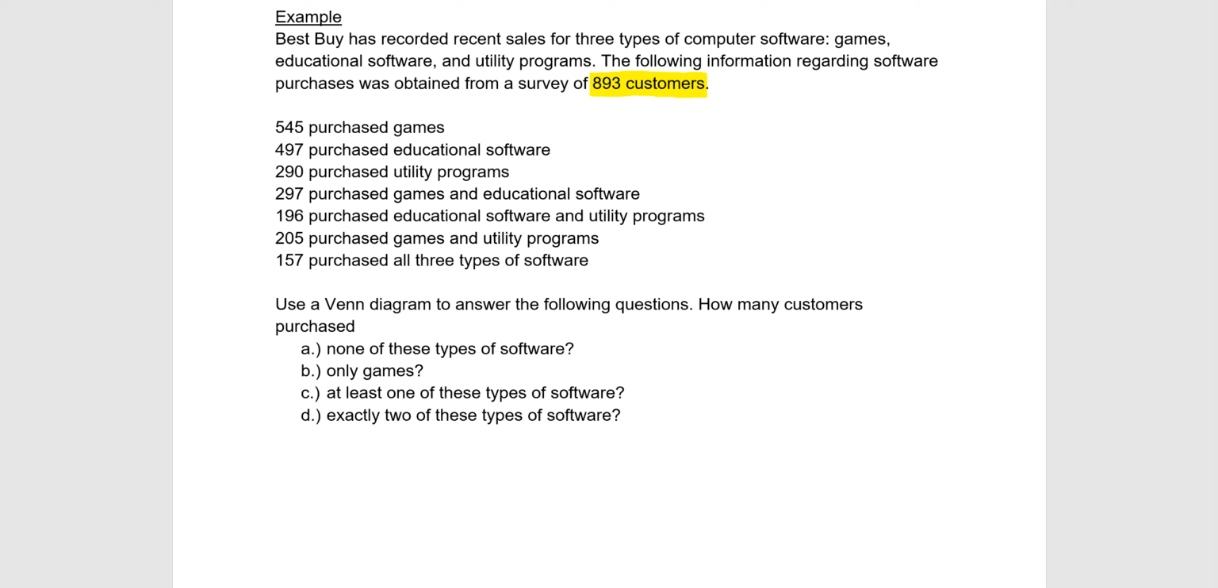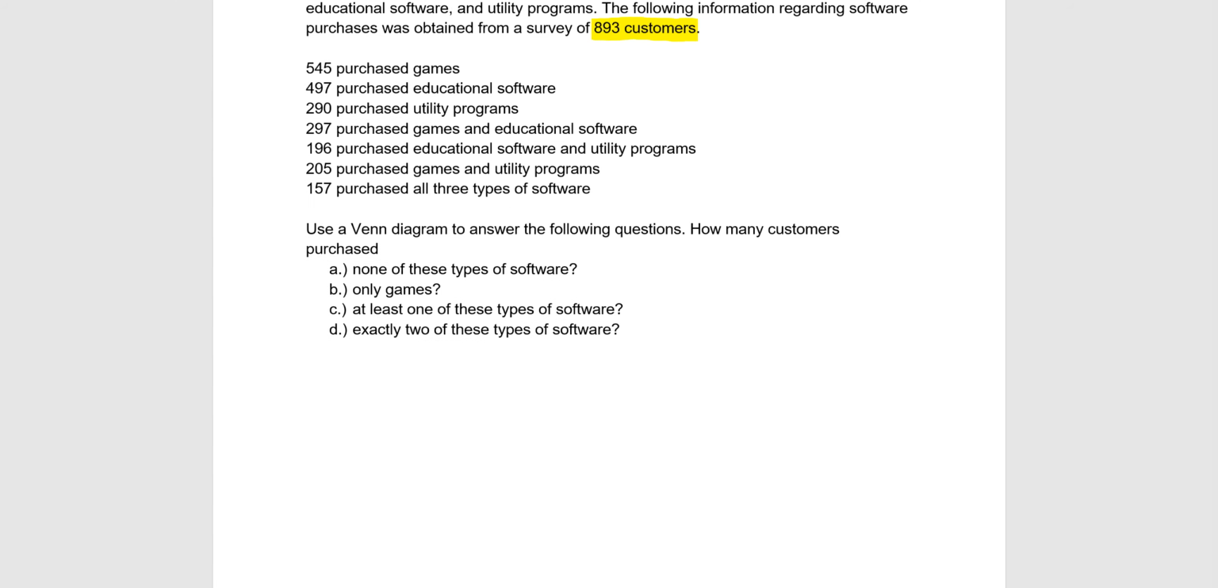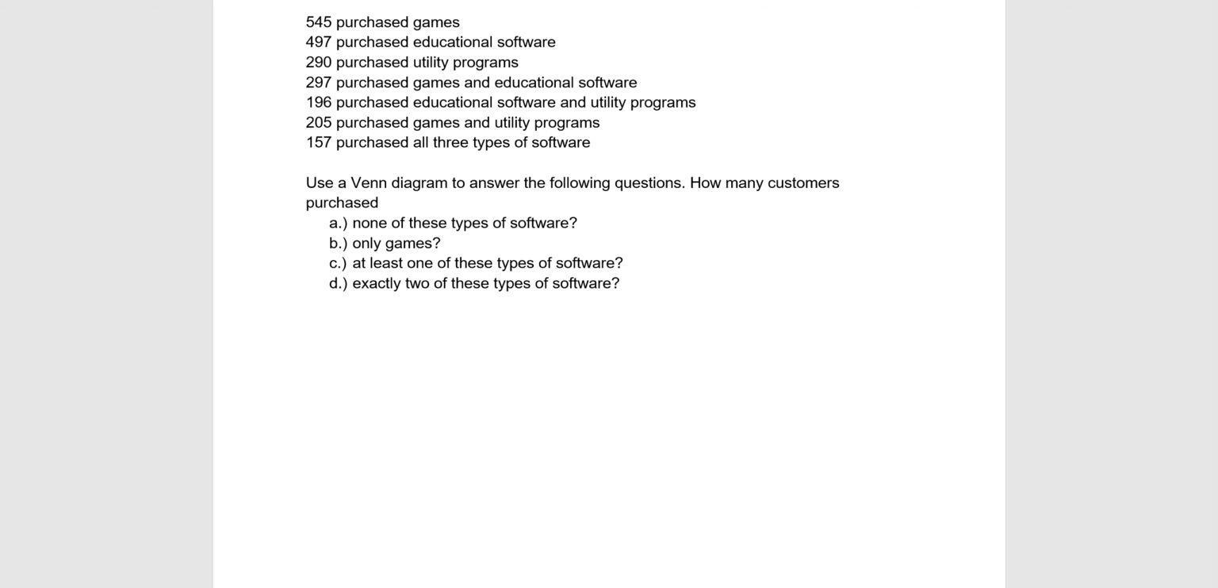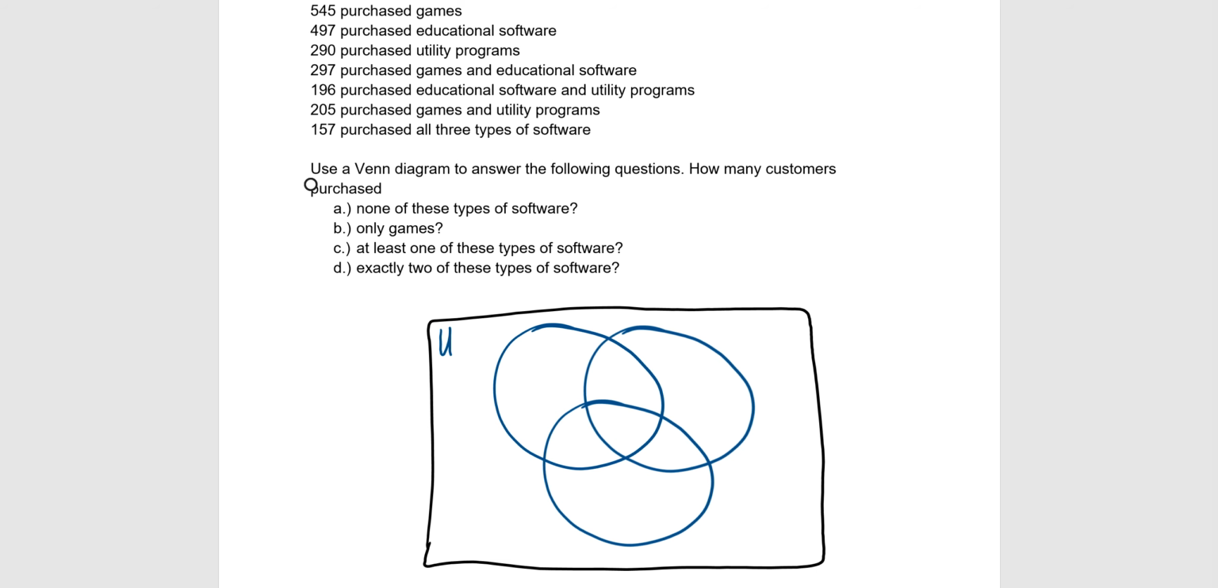Okay, so we have 545 purchased games, 497 educational software, 290 utility programs, 297 games and educational software, 196 educational software and utility programs, 205 games and utility programs, and 157 all 3 types of software. So before we look at these questions, let's set up this Venn diagram. Let me zoom out a little bit here. Okay, so here is our Venn diagram with these 3 sets.